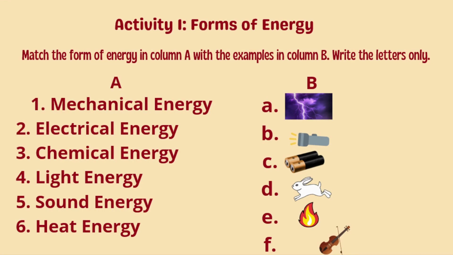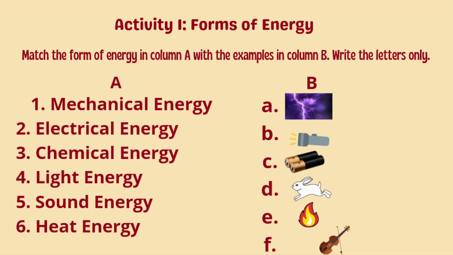Okay, to see if you really understand the forms of energy, let's have this simple activity. What you're going to do is match the form of energy in column A with the examples in column B. So you're going to write letters only. For column A, we have number 1, mechanical energy, number 2, electrical energy, 3, chemical energy, 4, light energy, 5, sound energy, and 6, heat energy.